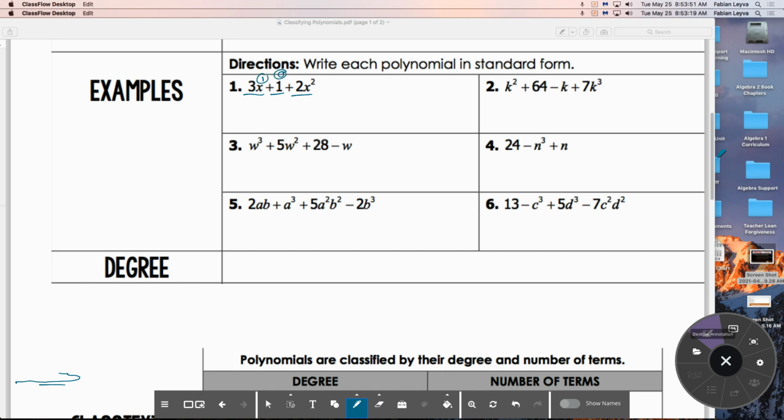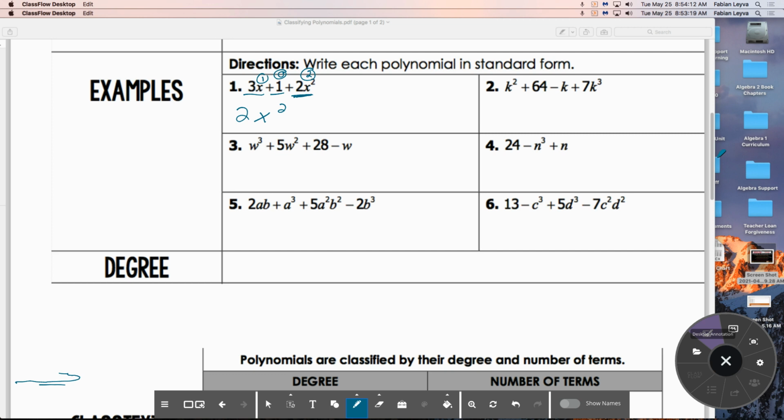A 0. Now look at this thing here. What is the exponent to that variable? 2. So is this polynomial in standard form? No, because again, the exponents are not from greatest to least. What would be the greatest exponent? It would be a 2. So that means that this term needs to go forward, 2x squared.